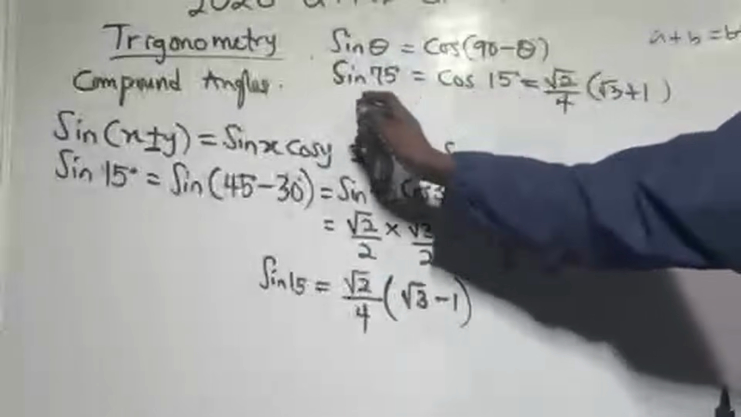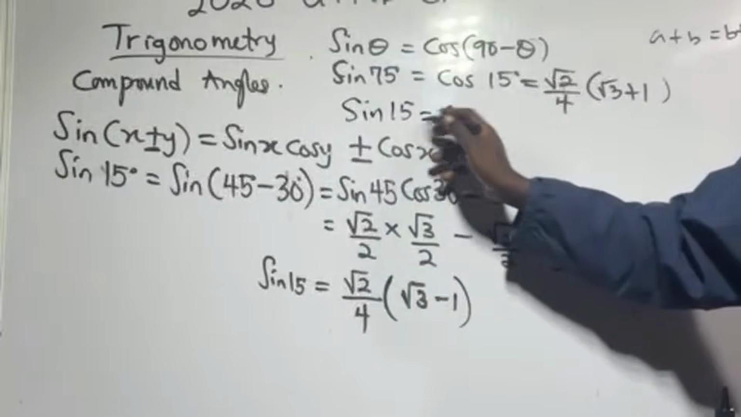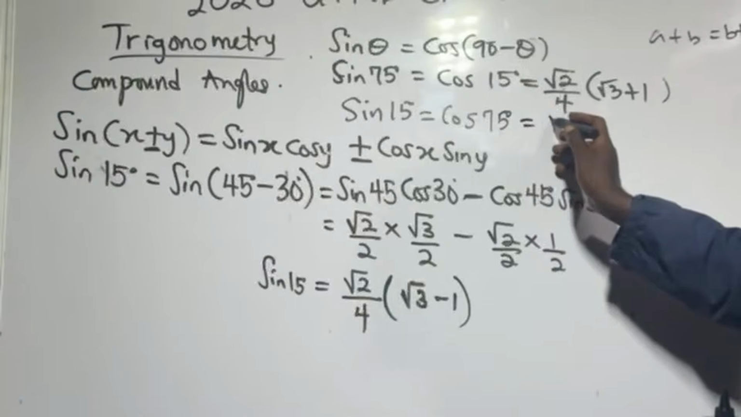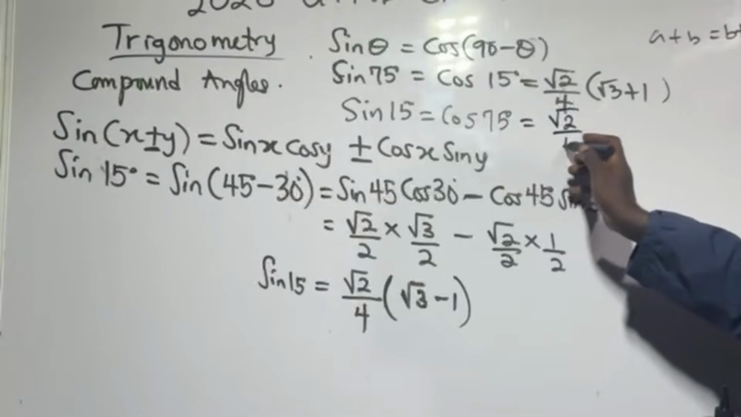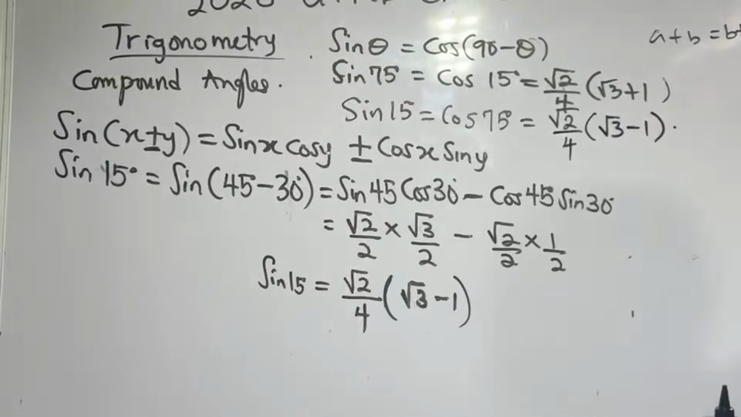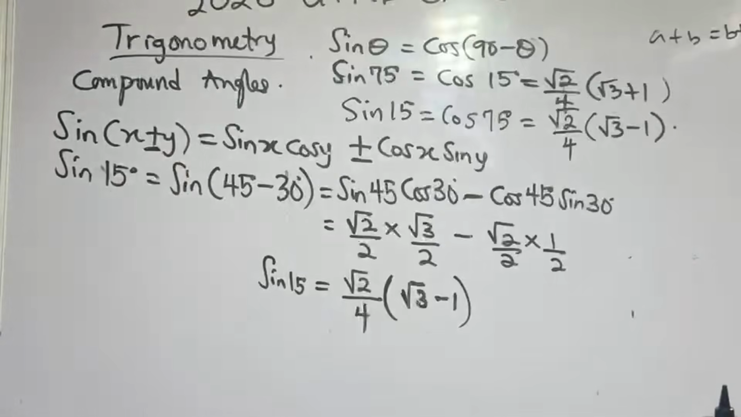So sine 15 will be equal to, what's the complement of this thing? 75. Equal to cos 75. Okay? And that is what? Root 2 over 4, open bracket, root 3 minus 1. Do you get that now? Okay? Let me just move to that of cos, explain that of cos, move on to that of tan, explain that of tan, then move on to the next topic.